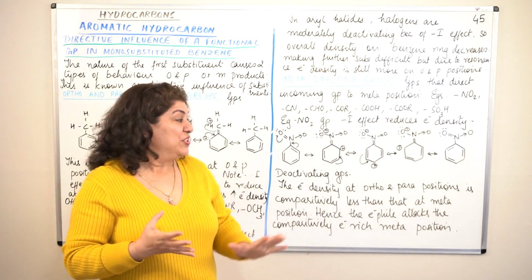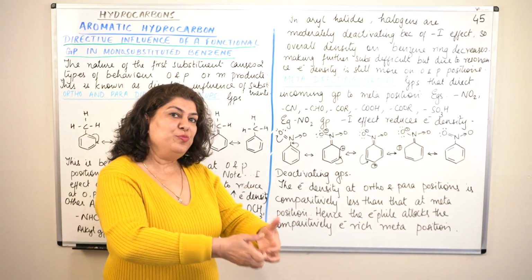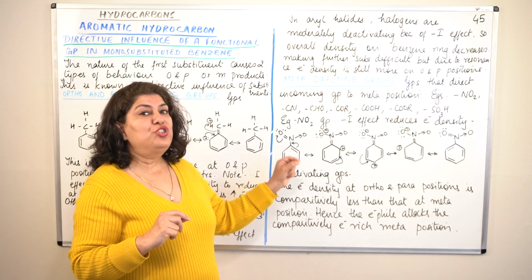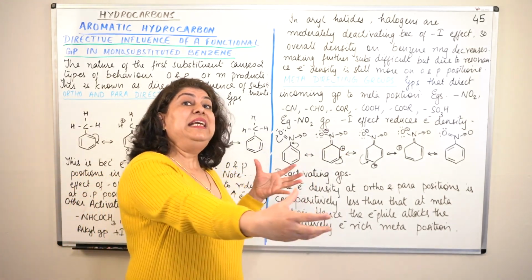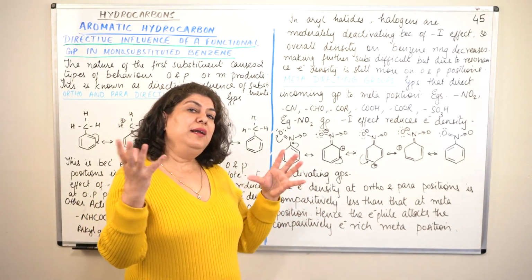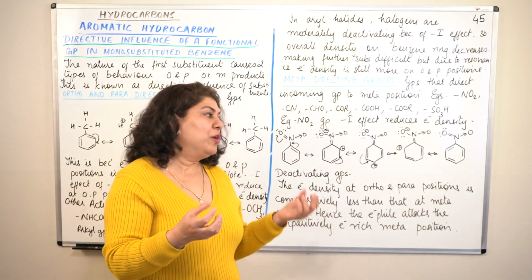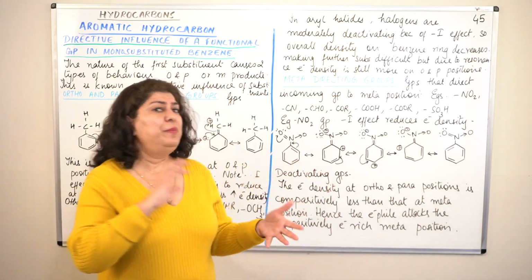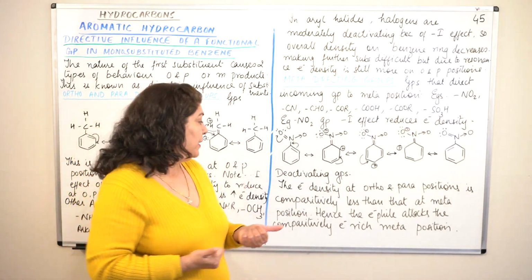Clear? So when a group is deactivating, it has an overall tendency to pull electrons away from the ring. Then the substitution will occur at the meta position. Not because electron density has increased on the meta position. No. It is just because the incoming group has no other option. That is the only option it has. Meta position, because ortho and para positions are positively charged. And the electrophile will be repelled by positive charge because the electrophile itself is positively charged.